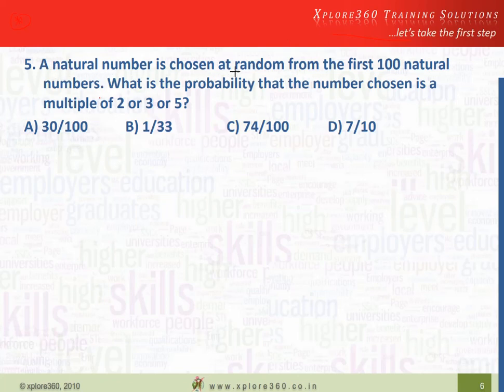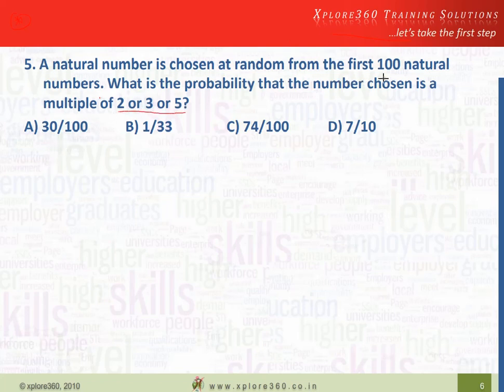A natural number is chosen at random from the first 100 natural numbers. What is the probability that the number chosen is a multiple of 2 or 3 or 5? You may have seen this question in different exams, and if not, then you are lucky, you are going to get this question in coming exams, right? And since you are watching this video, you are going to solve this question very easily.